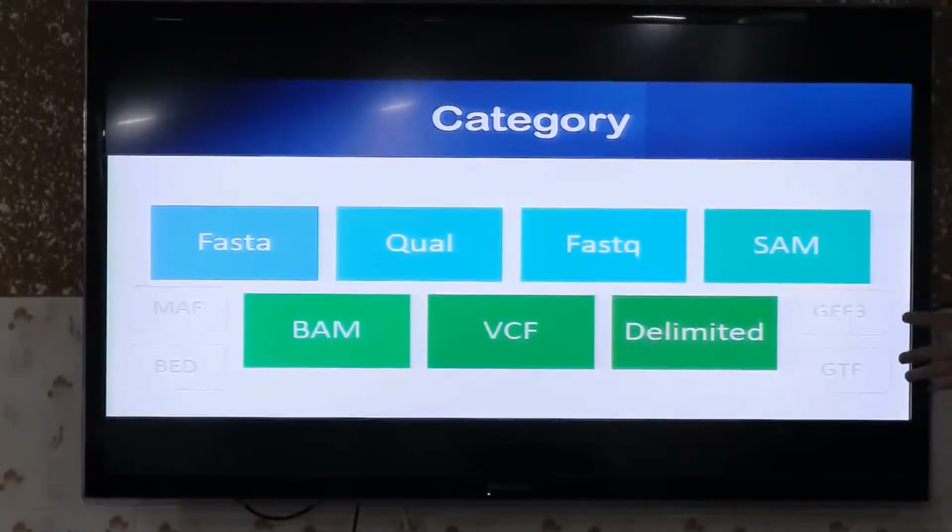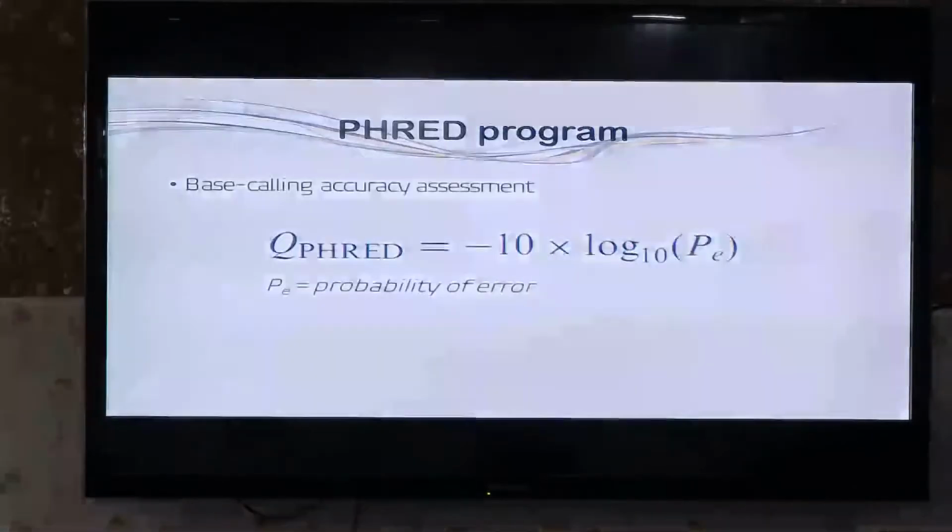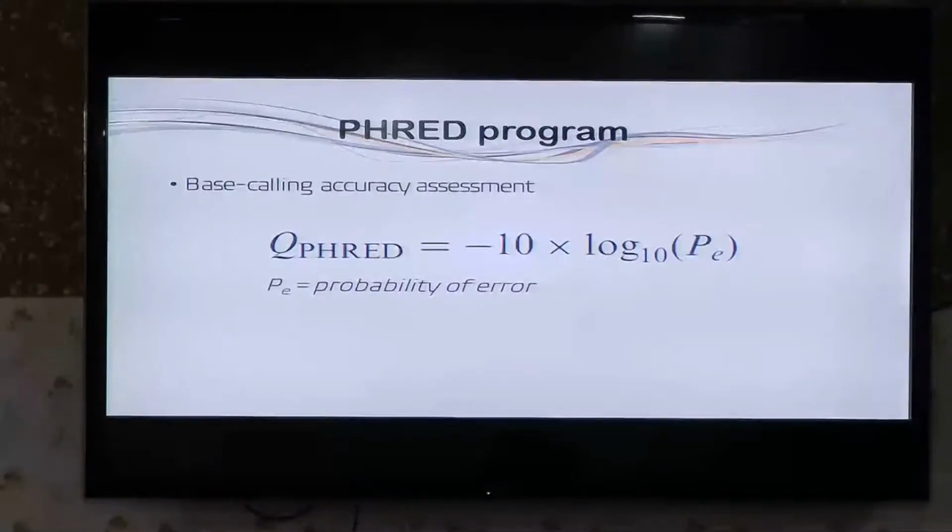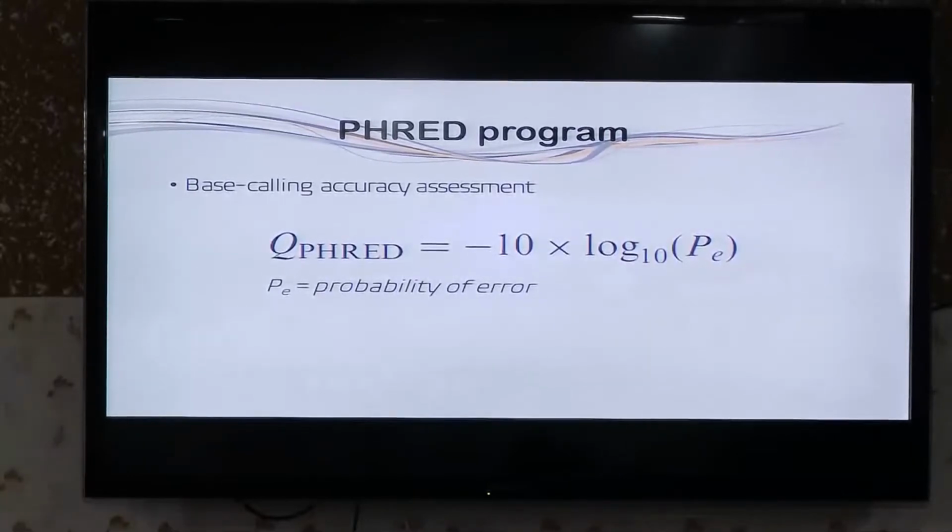And these four, GFF, GTF, MAF, and BED, are intermediate files. No one bothers to look at them or to pinpoint the errors they get during the pipeline analysis, right? So before that, we need knowledge of the Phred program. The base calling accuracy is based on the Phred code, right? On the basis of the Phred code, one can judge whether your sequence quality is good or not.